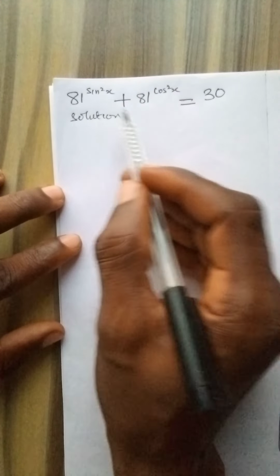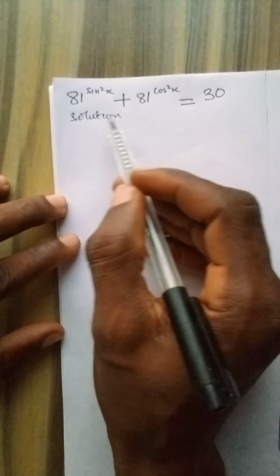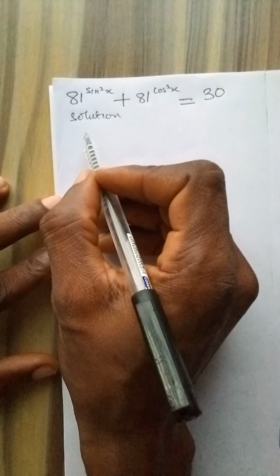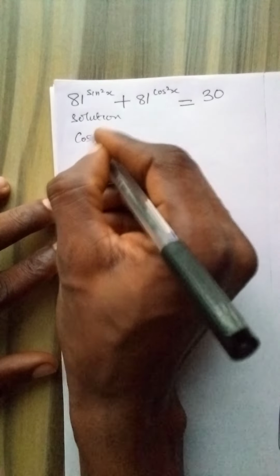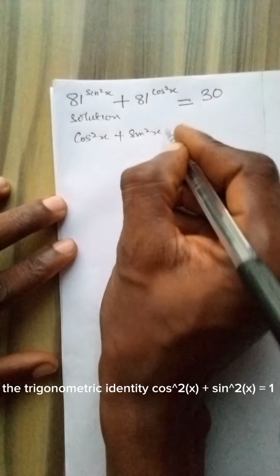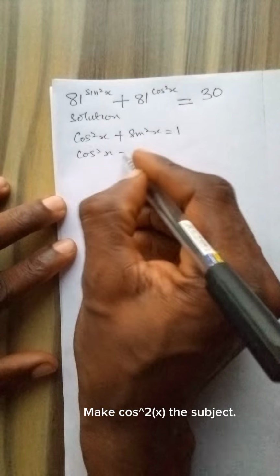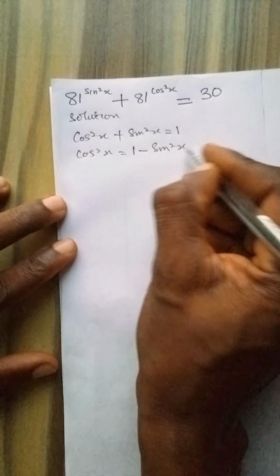81 sine squared x plus 81 cos squared x is equal to 30. We are required to find the value of x. We want to first of all use a trigonometric identity. Cos squared x plus sine squared x is equal to 1. Cos squared x will now be 1 minus sine squared x.